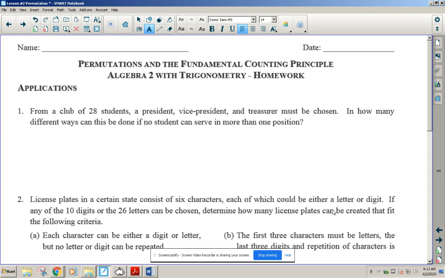So I'm going to do a couple of the applications because I think the applications were a little bit more difficult to think through on your own than the classwork. So I'm going to do some of the applications and then you'll finish the applications for homework.